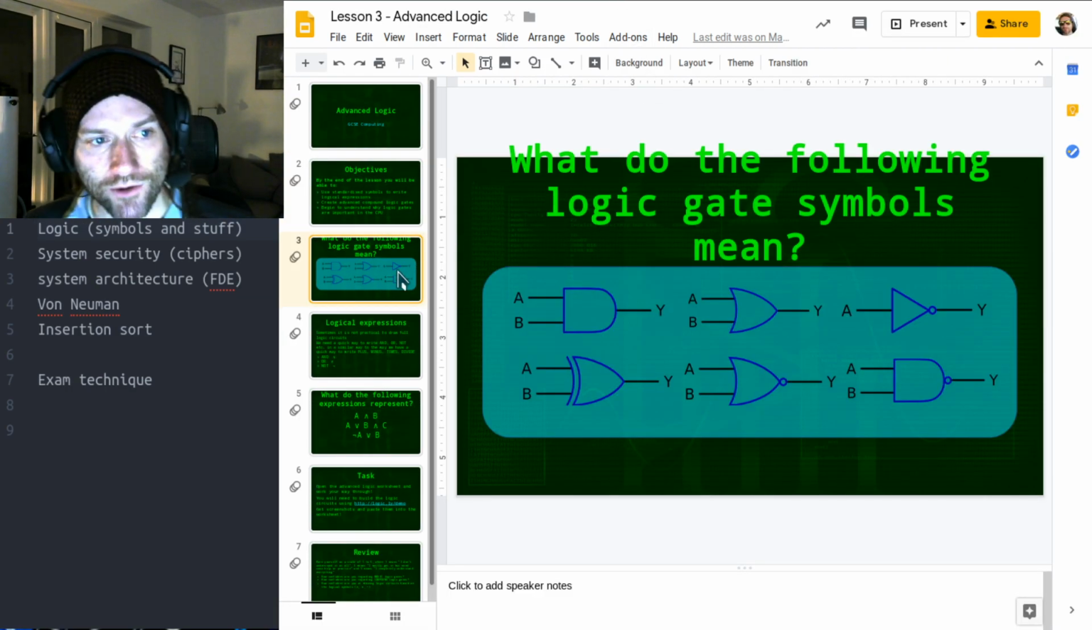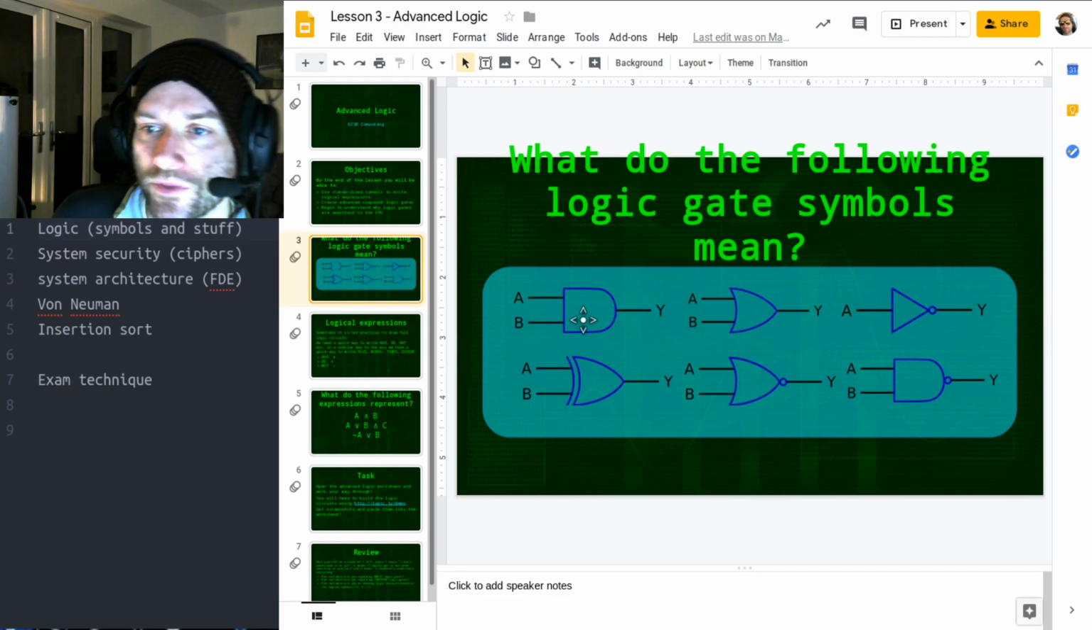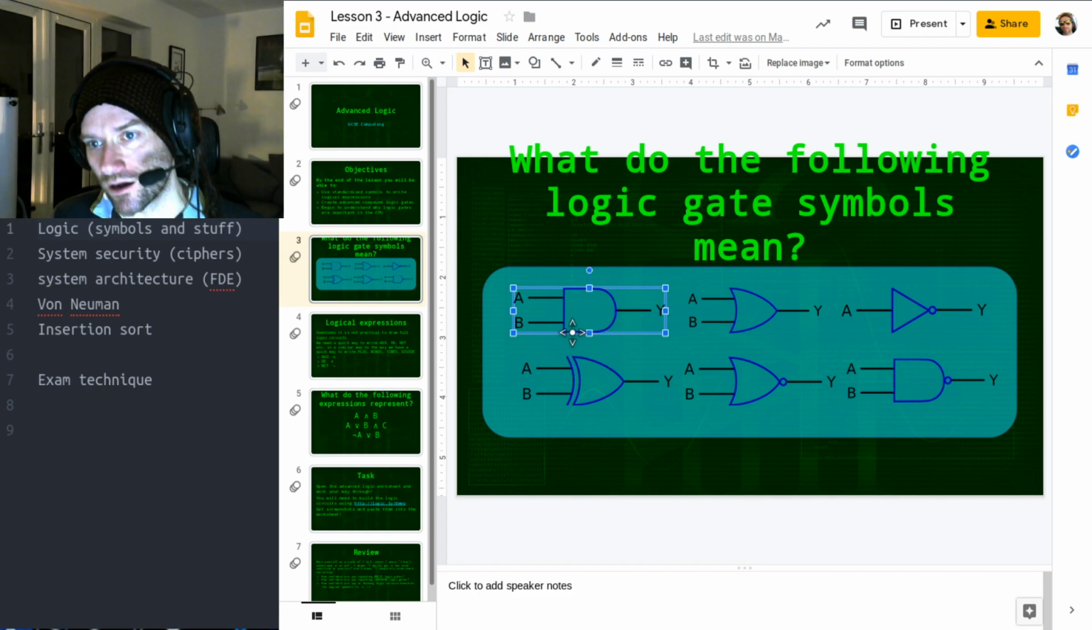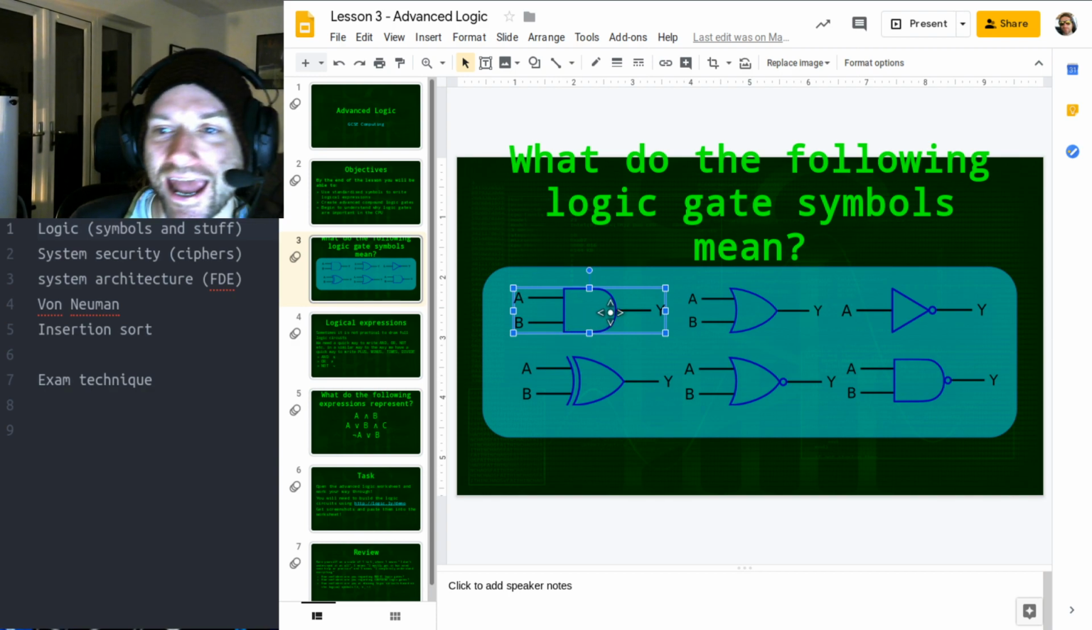Right, here we go. So, the logic gates that you need to know are this one here, which is a... what is this one here? The one that I have clicked on right now. What is that? It is AND. Yes, it is AND.